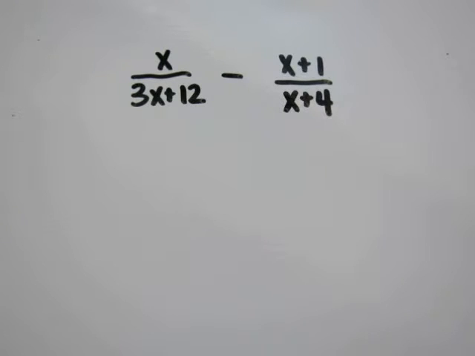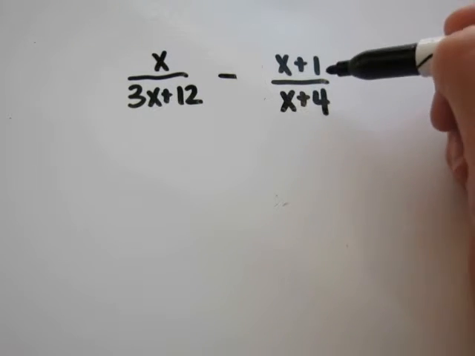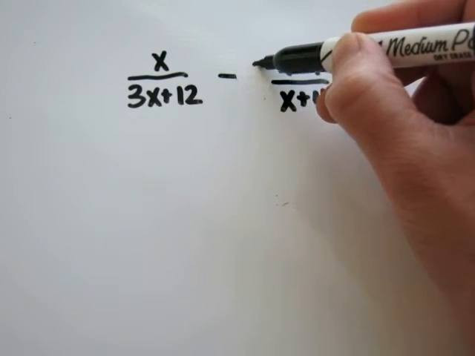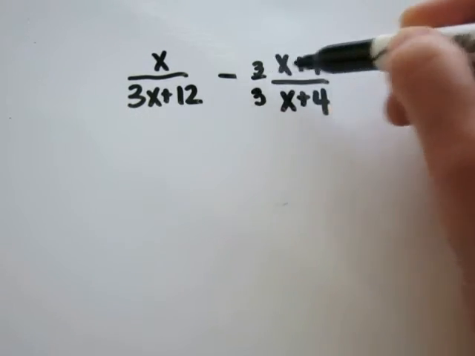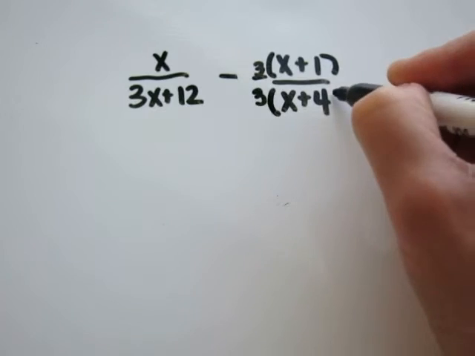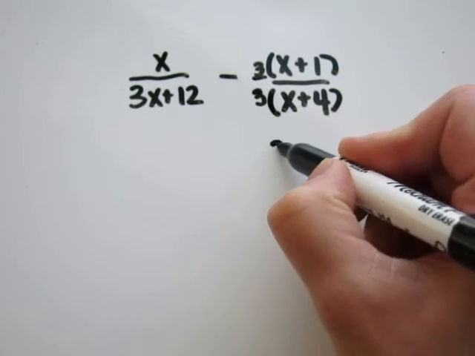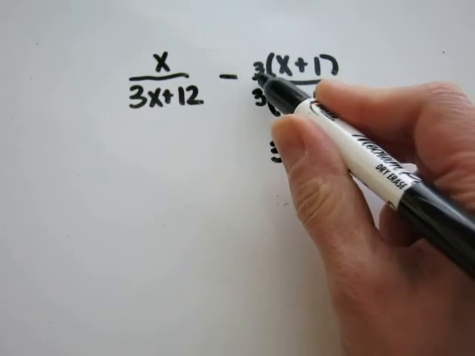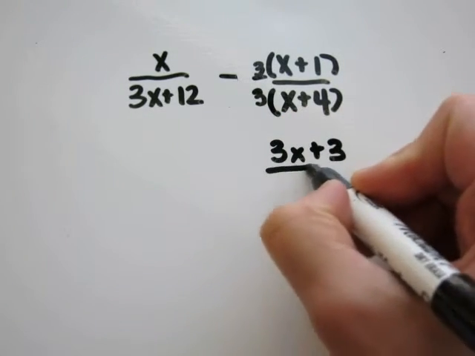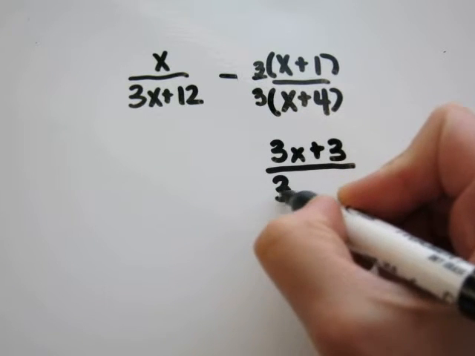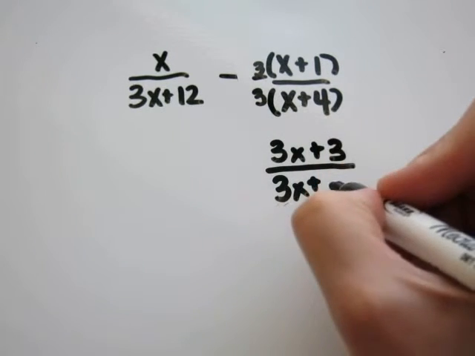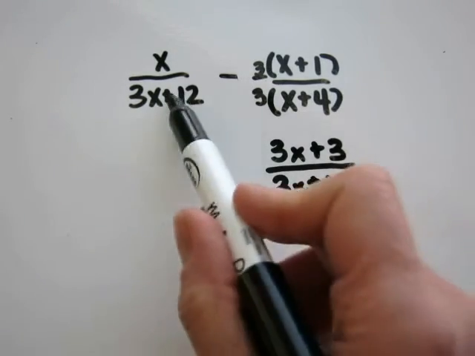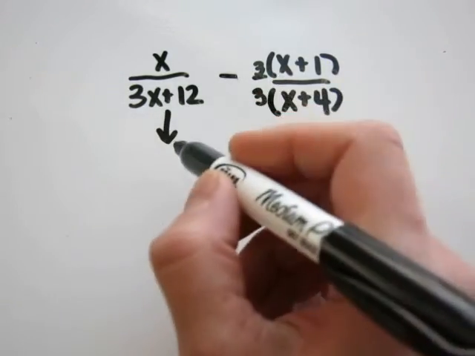Problem 13: x over 3x plus 12 minus x plus 1 over x plus 4. Subtracting fractions, so we need the common denominator. At minimum, for the common denominator to be the same, we're going to have to multiply by 3 over 3 to get that 3x. 3 times x is 3x. 3 times 1 is 3. 3 times x is 3x. 3 times 4 is 12. Luckily, that gives us our common denominator, so just carry this side down.